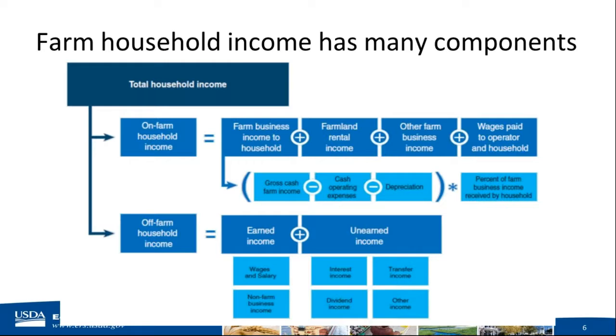The other major component is off-farm income, and we've split this into two categories, earned and unearned income. Earned income is things from salary or wages or from operating a business. Unearned income are things like interest and dividends, which, especially for larger farms, they may have significant assets from which they're earning income.